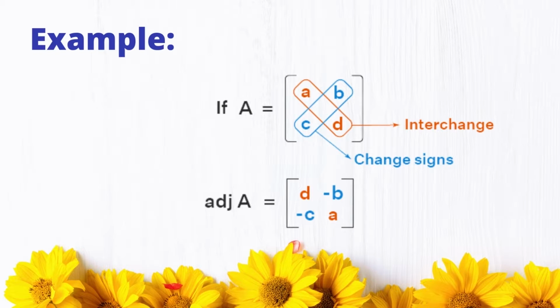To find the adjoint of this matrix A, we will interchange the elements of the principal diagonals. After interchanging the elements, principal diagonal will become D and A. For the other diagonal, we will just change the signs of the elements. Here B and C both are positive, so after changing the signs, these two elements will have negative signs.